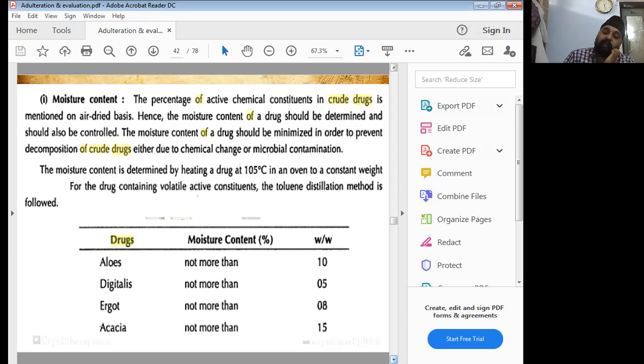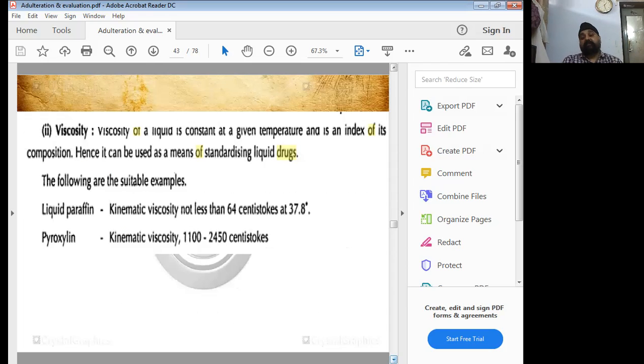For drugs having volatile matter, we carry out toluene distillation. Like for aloes, moisture content should not be more than 10%. In case of acacia, it should not be more than 15%. If it is more than 15%, it means some other thing might be present.